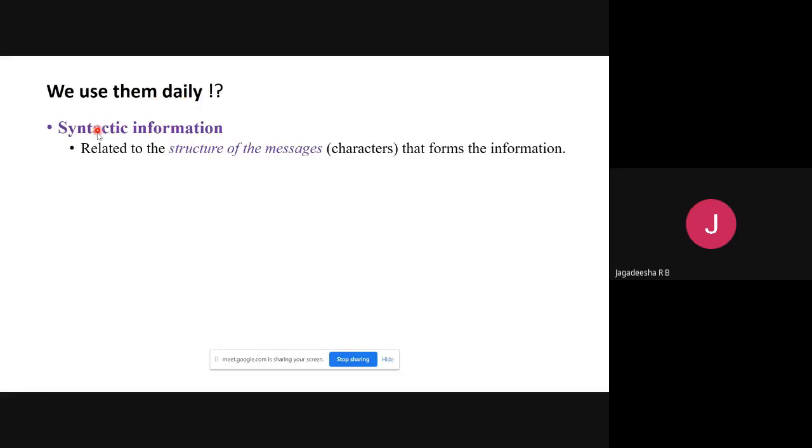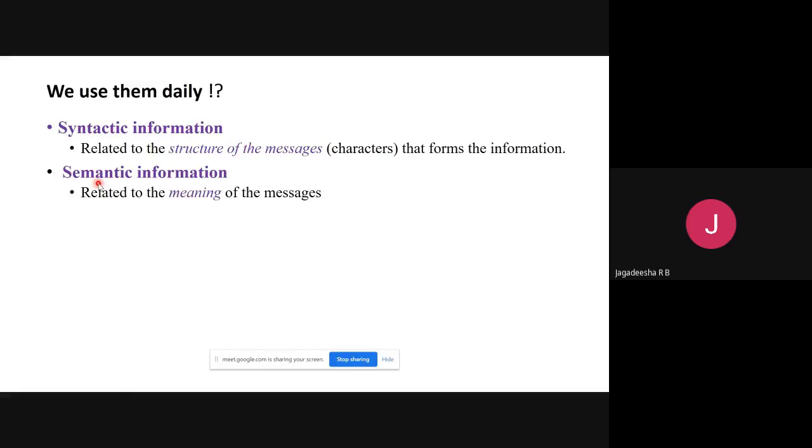For example, the first category of information is called syntactic information. That is related to the structure of the message. When I speak a sentence, there are different words that form the sentence, and these words are chosen carefully sometimes when I speak. All these words in a sentence will have a certain structure. That is called syntactic information. This is a daily activity. When we speak or when we write, this happens.